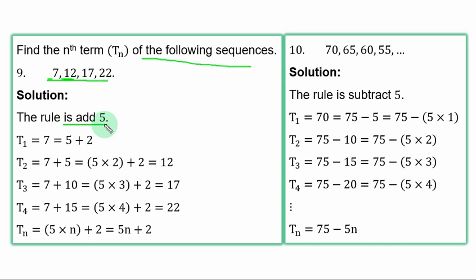The question is, which number will you add 5 to in order to have the first term 7? That is 2. So the first term 7 becomes 5 plus 2. Second term is 12, that is 7 plus 5. Third term becomes 7 plus 10. You know 10 is a multiple of 5.